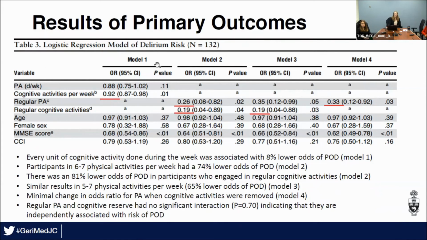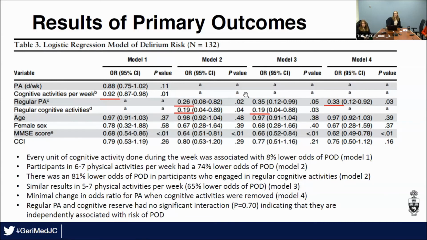When you look at the second model, they used physical activity and cognitive activities as a dichotomized scale. So cognitive activities, they described as anything over 21 activities in a week. And physical activity, they used 6 to 7 days of physical activity in a week. So again, participants that engaged in 6 to 7 types of physical activity per week had a 74% lower odds of developing delirium. And they also found that there was an 81% lower odds of post-op delirium in participants who engaged in regular cognitive activities.